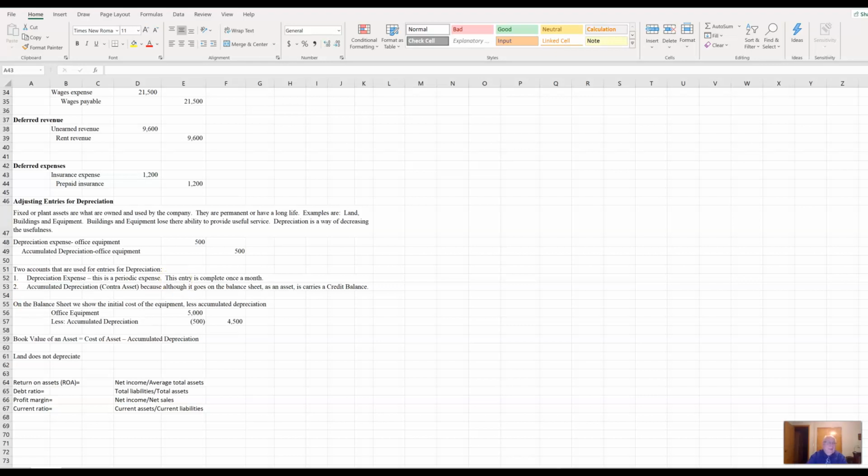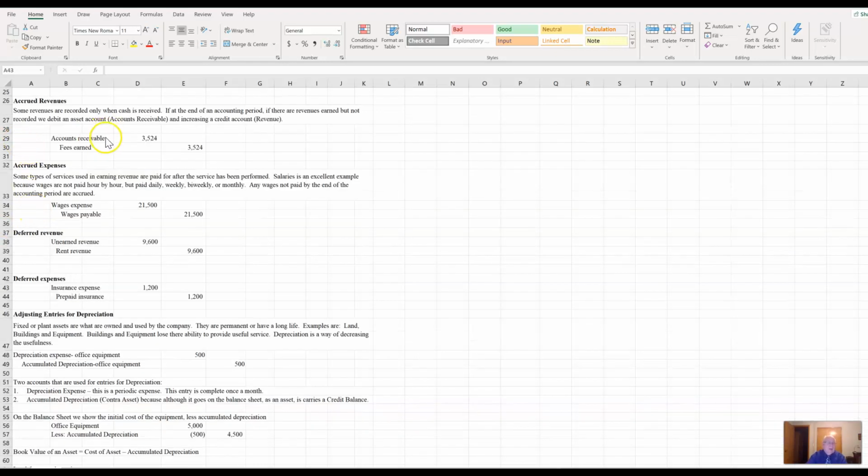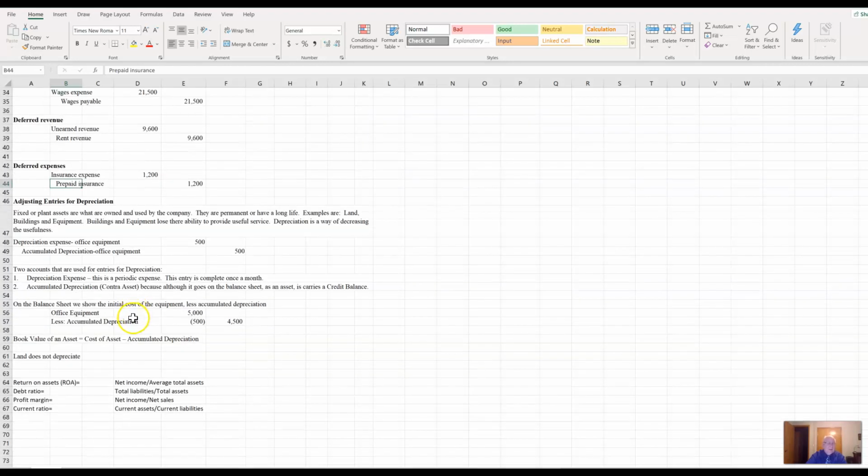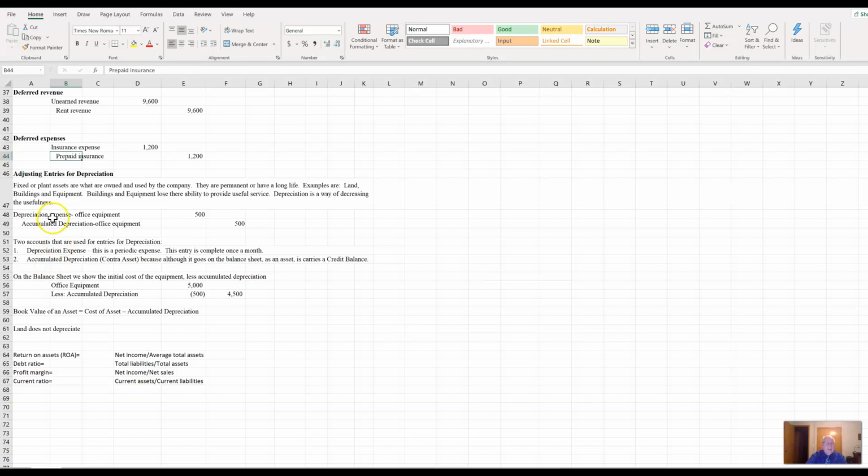Now, you also notice on these adjusting entries, we have to have one income statement account and one balance sheet account. Okay, for instance, on the first one, accounts receivable is a balance sheet account. This is an income statement account. Wages expense is an income statement account. Wages payable is a balance sheet account. Unearned revenue is a balance sheet account. It's a liability. Rent revenue is an income statement account. And same way, insurance expense is, of course, an expense account, which is an income statement account. And prepaid insurance is a balance sheet account. Okay, so every type of entry has those. And depreciation expense is an income statement account. Accumulated depreciation is a balance sheet account.